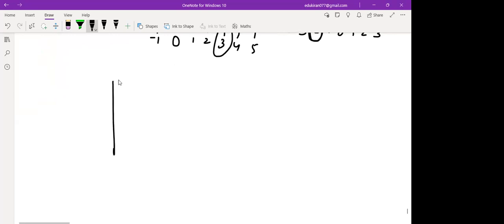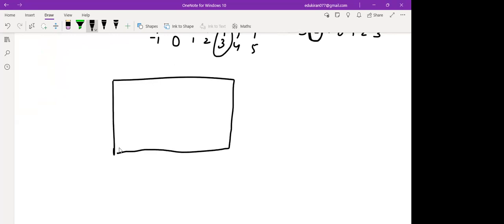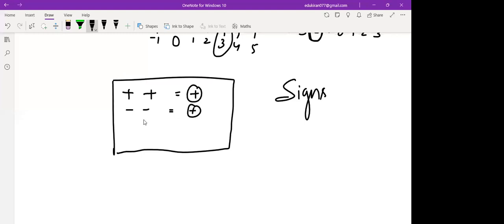Okay. Now I will teach you some signs. Not science, signs. When two positive numbers come together, they become positive. When two negatives come together, they also become positive. And one negative, one positive, becomes negative. Quickly write it in the notebook, then I will give you the question.